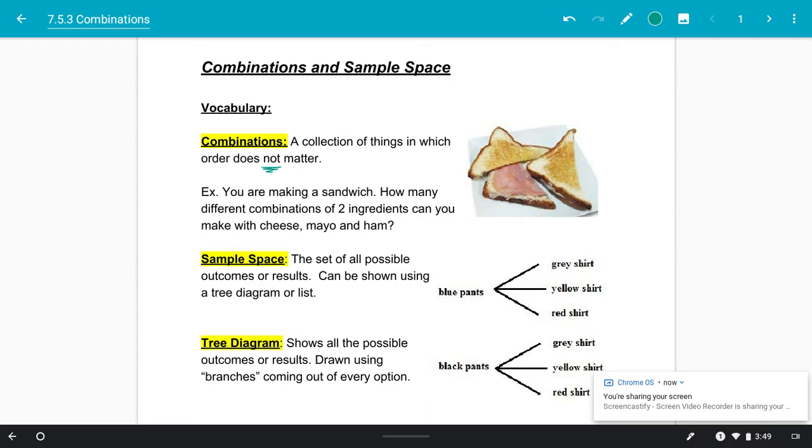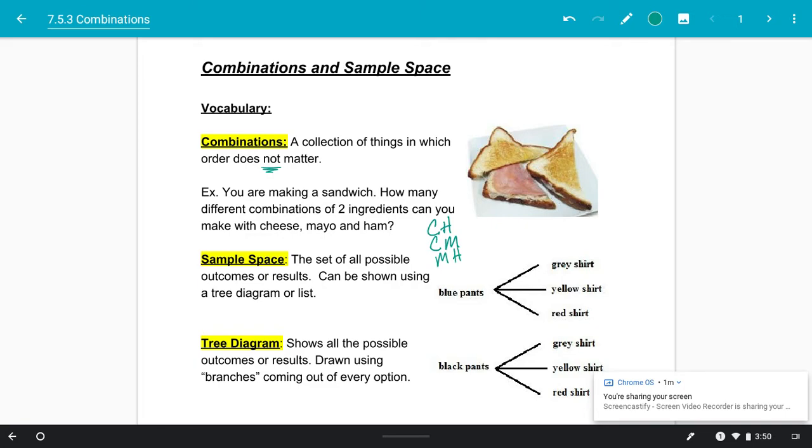For example, if you're making a sandwich, how many different combinations of two ingredients can you make with cheese, mayo, and ham? If I'm putting a sandwich together, if I do the cheese first and then the ham, the order does not matter. If I put the ham and then the cheese, I'm still making the same sandwich. I could also put together the cheese and mayo, because we're only putting two ingredients together. That's the same thing as if I had put mayo and cheese. So the order is not a big deal. Then really my only other combination here would be to put mayo and ham together.